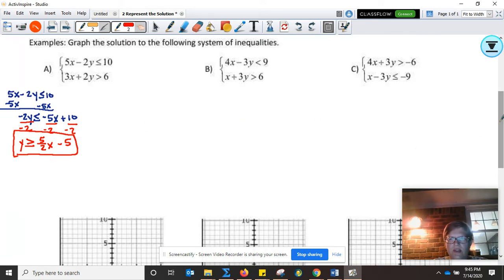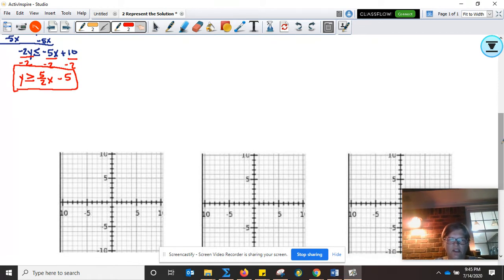So let's go ahead and graph it down here. I'm going to start with negative 5 because that's my y-intercept. And I'm going to graph my slope, which is up 5 over 2. Up 5 over 2. If I could go up and right, I can also go down and left. Down 5 over 2. All right? And since it's greater than or equal to, it's going to be a solid line.